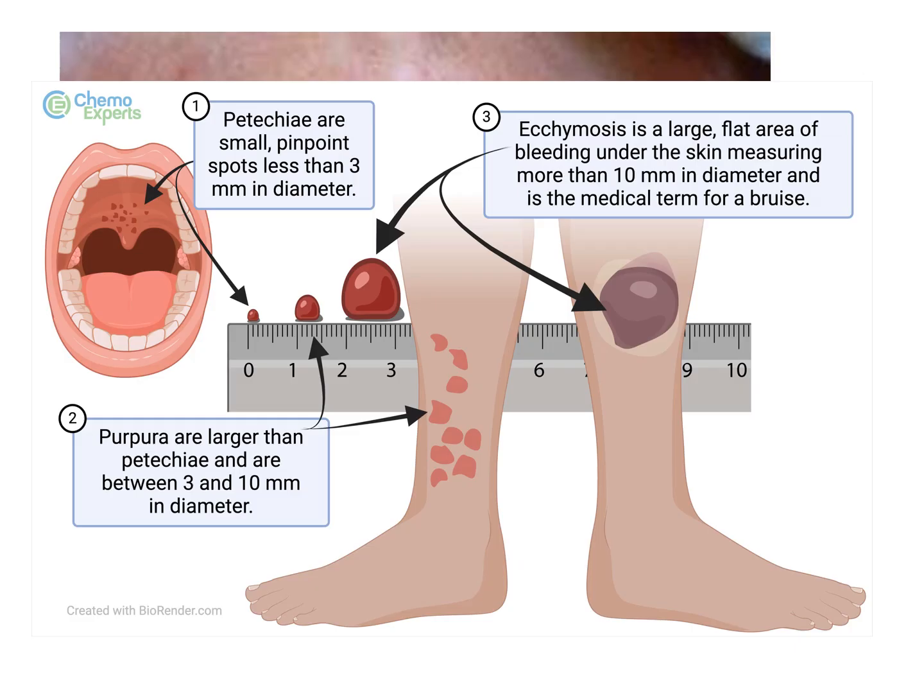This slide shows us the differences between petechiae, purpura, and ecchymosis. Petechiae are small pinpoint spots that are usually less than 3 millimeters in diameter, while purpura are larger than petechiae and are between 3 and 10 millimeters in diameter. And ecchymosis is a large flat area of bleeding under the skin, usually measuring more than 10 millimeters in diameter, and is the medical term for a bruise.